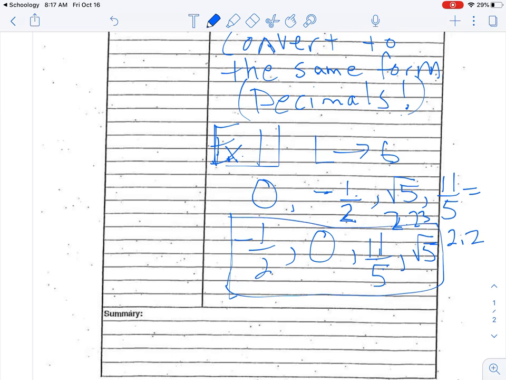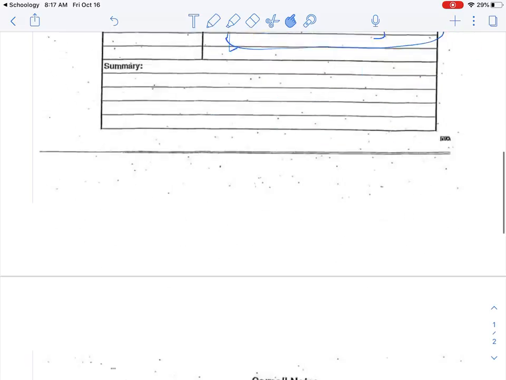Now, I could have also converted negative 1/2 to a decimal if I wanted. However, I knew it was a negative number, so I didn't do that.